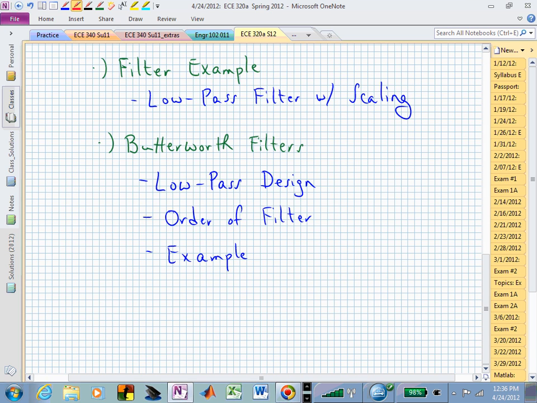That means that we have 6 times minus 20, or minus 120 dB per decade, and so you're rolling off quite rapidly with a sixth order filter versus what you would roll off in a first order filter. And hopefully that will become more clear as we go through this material.